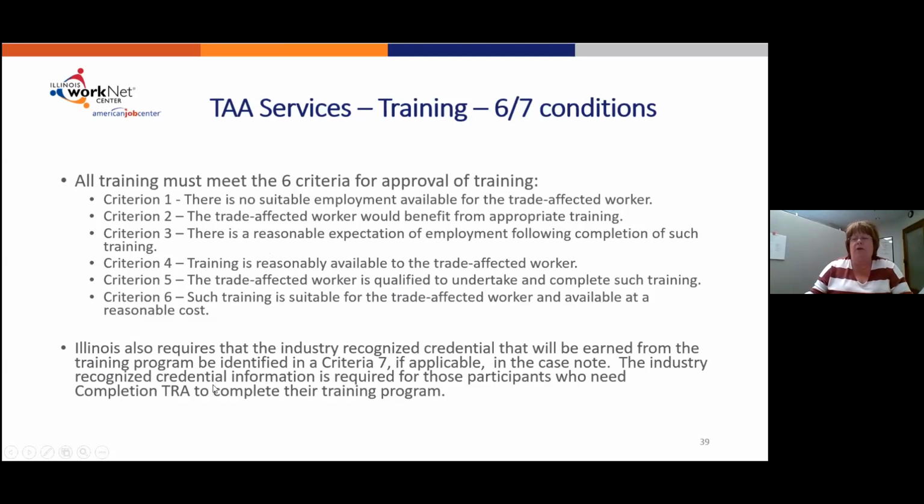Illinois also requires that the industry recognized credential that will be earned from the training is identified as a criterion 7, if it's applicable, and must be included in that criterion case note. We use the industry recognized credential information because it's a requirement for any participant who would receive completion TRA to complete their training program. And if they're in a program that does not earn an industry recognized credential, then they will not be eligible for completion TRA.